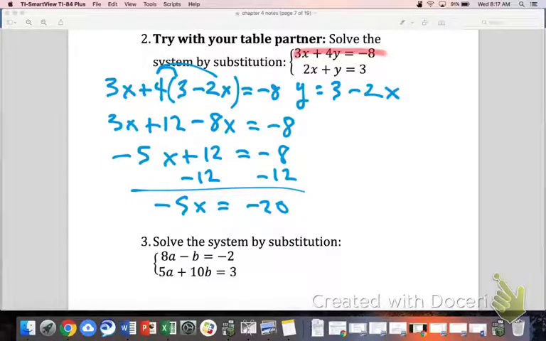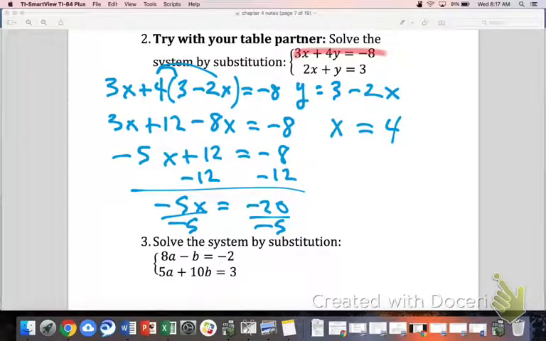Finally, we got to get rid of the negative 5. How do I get rid of this negative 5? Division, yes. Good. So divide by negative 5 on both sides. And, of course, a negative divided by a negative is positive. So we get x is equal to positive 4. Of course, that's only half the answer because it needs to be x comma y. So I need to take that 4 and I need to plug it back in.